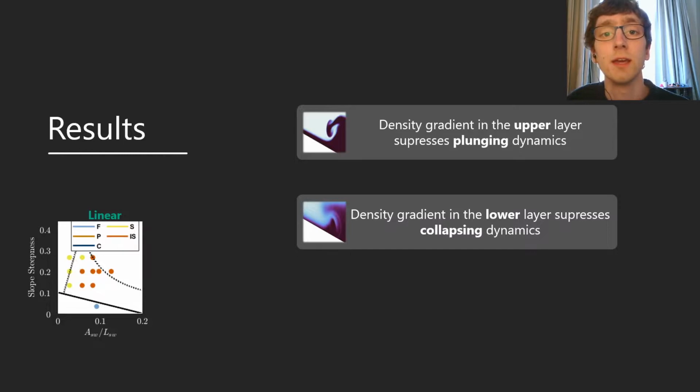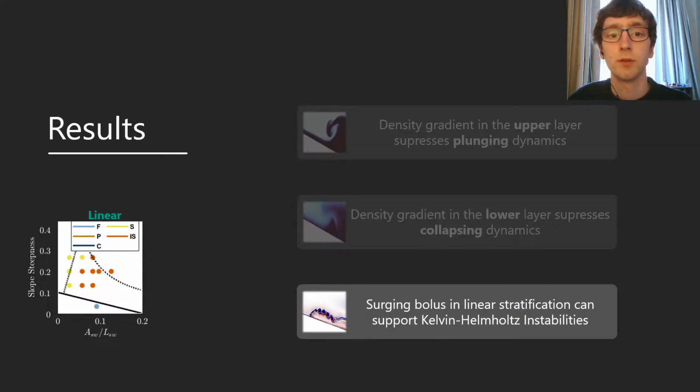However, in this linear case, now that we have the surging type breakers found across this whole range of wave steepnesses, we find that some of them become unstable when the bolus forms, and Kelvin-Helmholtz instabilities are able to form on the upper surface.